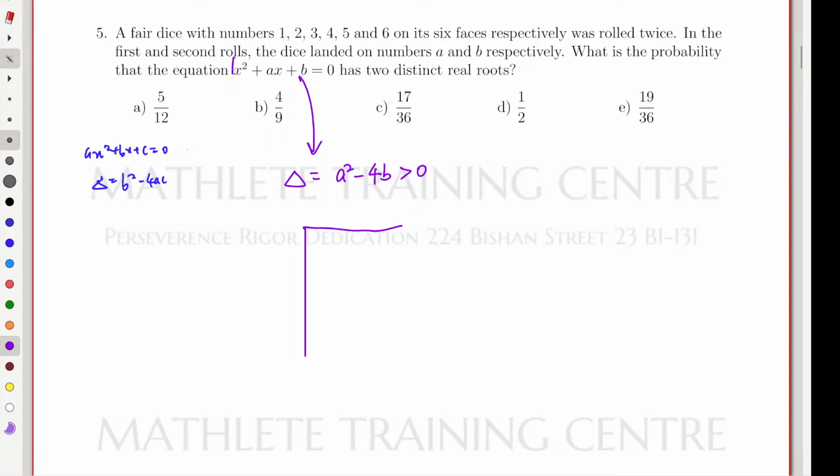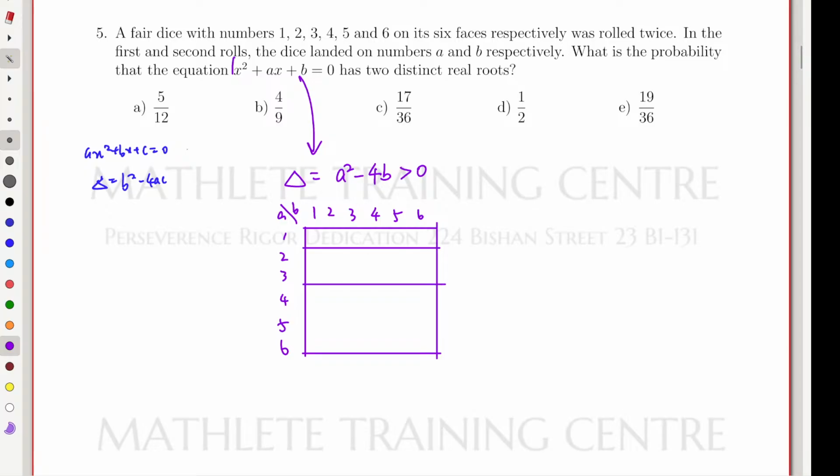Let's draw a 6 by 6 grid where a is from 1 to 6 and b is from 1 to 6 as well, because we know that it could be any one of these outcomes, right? Okay, in the first case where A equals 1, notice that none of them work, unfortunately. None of these values work when A equals 1. When A equals 2, in fact, none of them work as well. Because when A equals 2 and B equals 1, you get 2 squared minus 4 times 1. That's exactly 0. That's not bigger than 0, right?